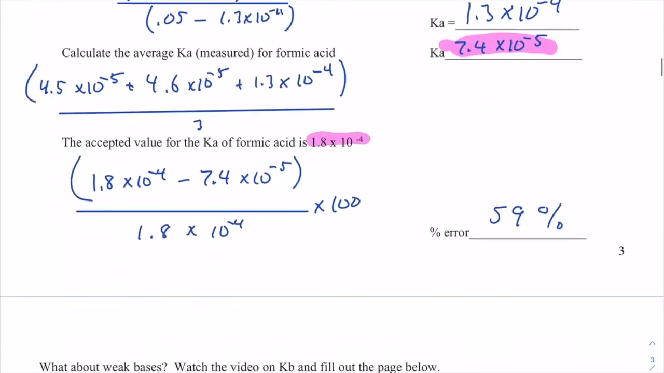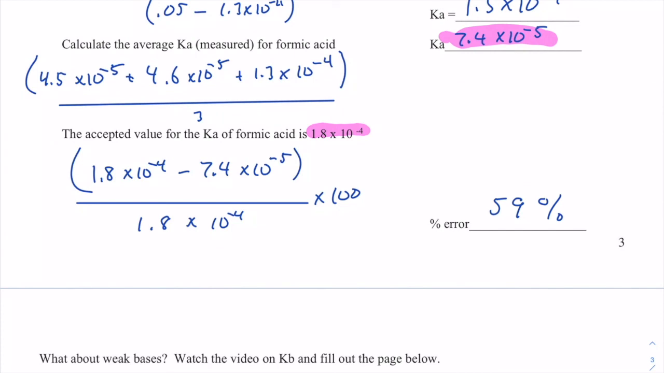So their accuracy is not as good as, let's say, other types of instruments. So equilibrium constants are very difficult to measure very accurately. So 59% using that equipment is not at all too bad.